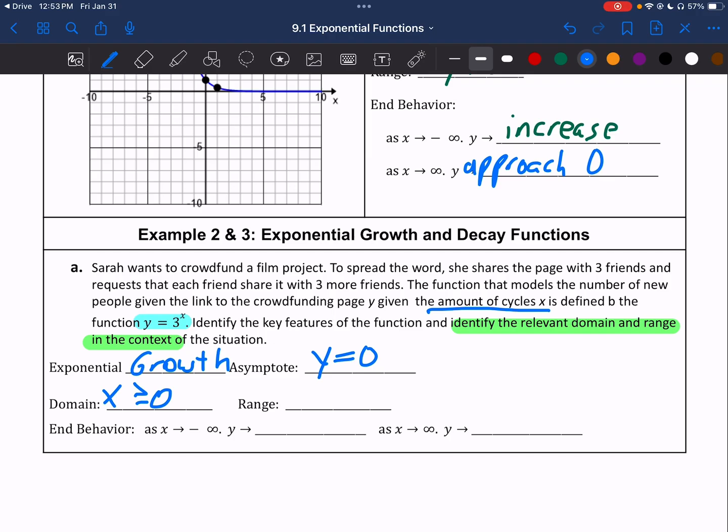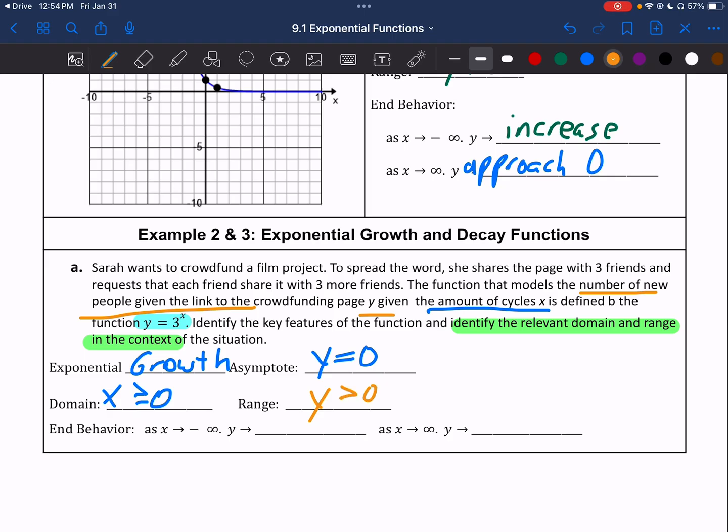And what is her amount? Her amount would be 1, because it would be her. And then she multiplies that out by other people as she gives more cycles. My range values, my y values, what's going to happen? Well, I can't go below 0 because y is my number of new people given the link. That's y. So it's always going to be greater than 0.